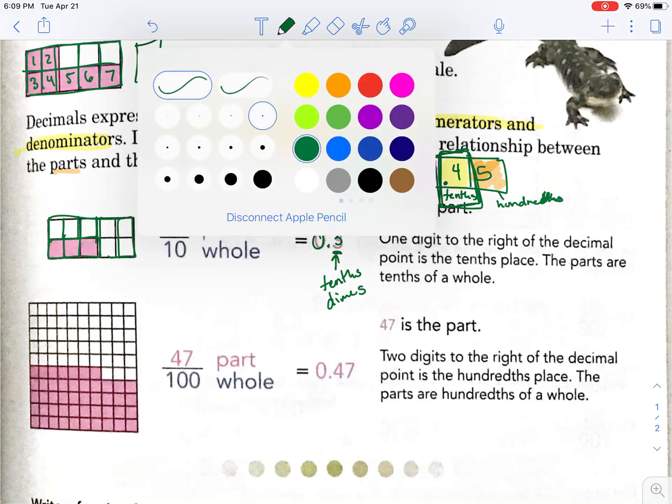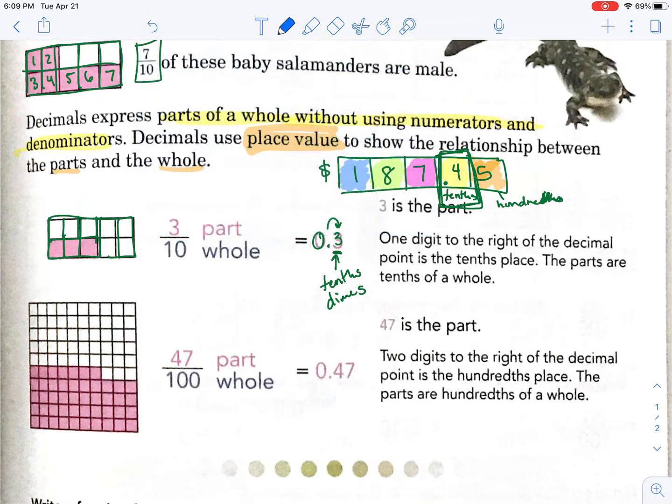So let's do the other one, hundredths. If you have 47 right here out of 100, see, this is 10, 20, 30, 40, plus 1, 2, 3, 4, 5, 6, 7. This is 47 right here. 47 shaded in out of 100. If I was thinking about these in dimes and pennies, here's a row of 10, that's like a dime. Here's a row of 10, that's like a dime.